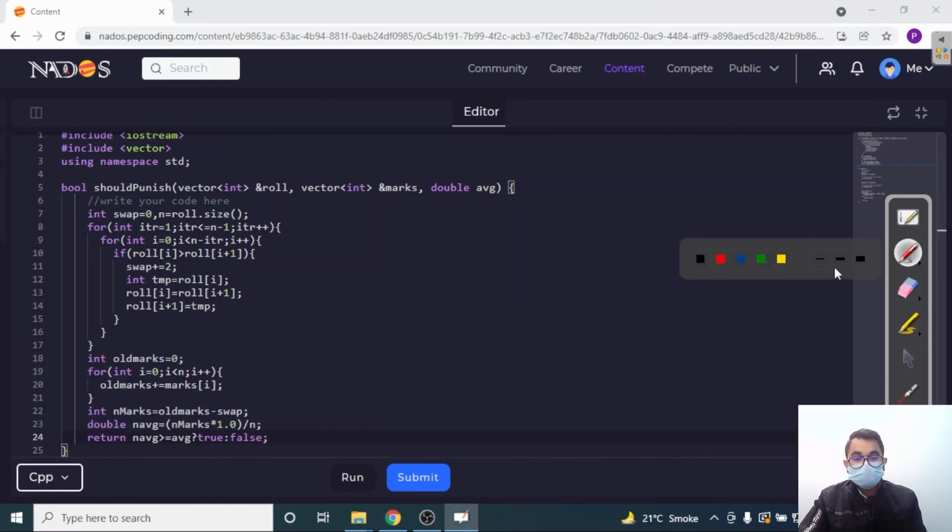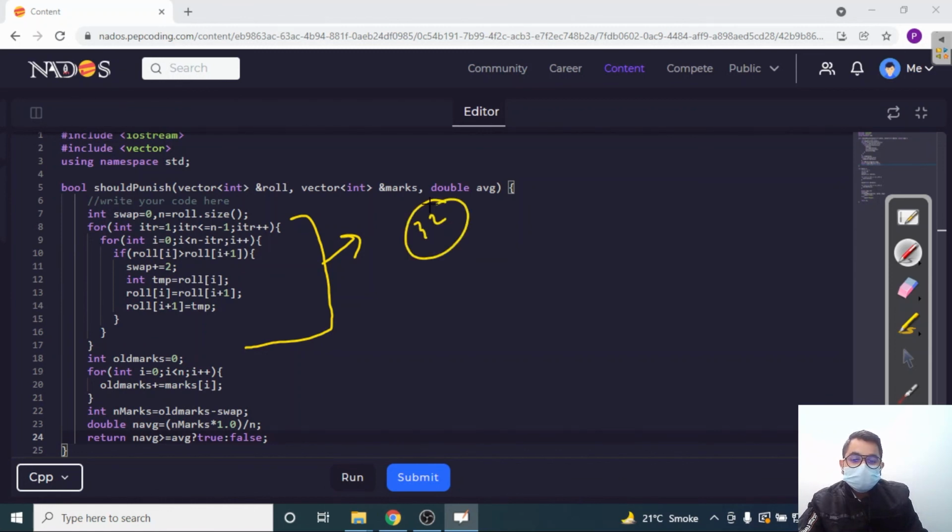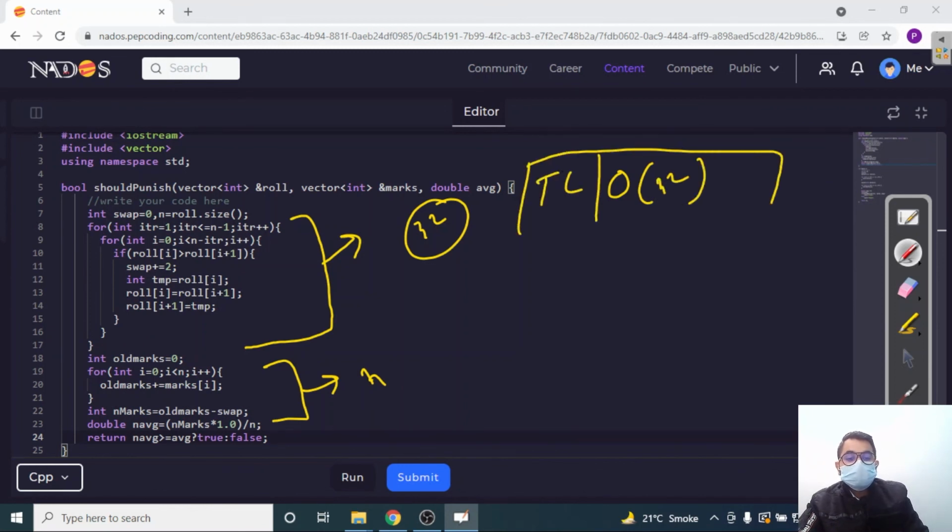So now we need to see what are the things that we were doing. Here, we were doing just bubble sort. So how much time does bubble sort take? It takes n square time, and I was calculating the sum of old marks, which takes linear time. So the total time complexity for this entire function should be O of n square.